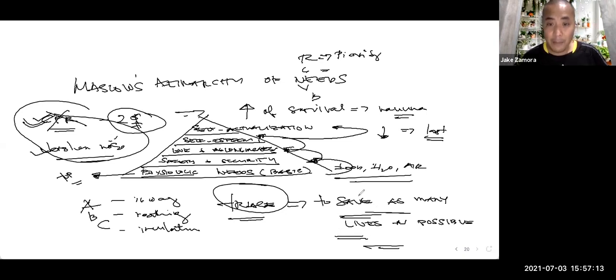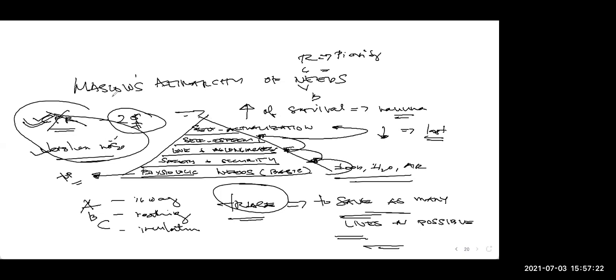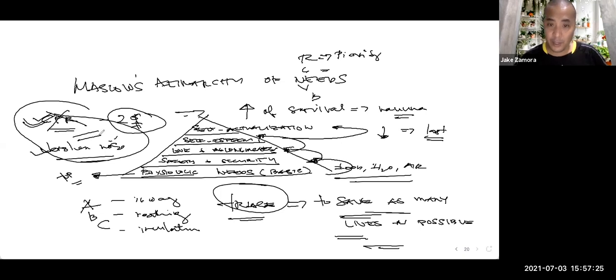Nakukuha nyo ba, guys? Baka mamaya ma-misquote nyo eh. Naiintindihan? Yes, please. Okay, so this example is an emergency situation only. But if you are in a hospital setting, if you are in a healthcare facility, then you can actually follow airway, breathing and circulation. You can follow the Maslow hierarchy of needs kasi there is a system that can support there. But if you are in an emergency, for example, vehicular accident, plane crash, no, you have to do a triage. You have to save as many lives as possible. Okay, so malinaw siya?